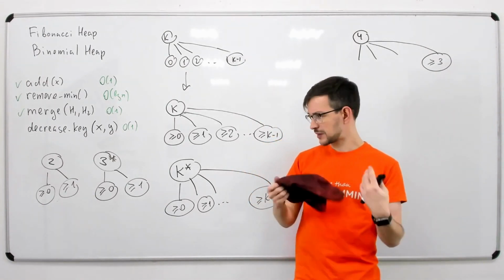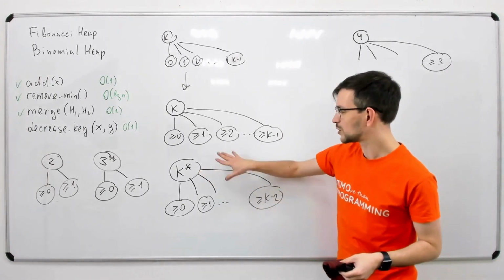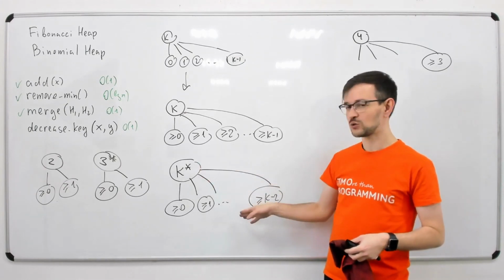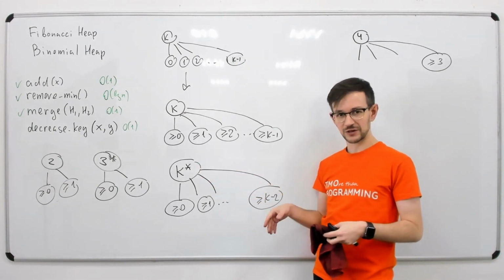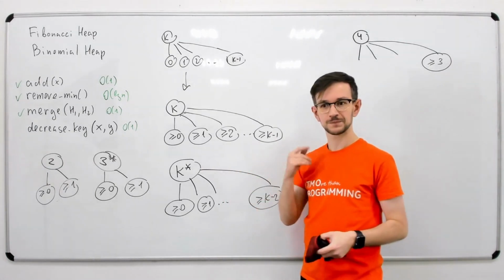No, we remove the entire subtree. Yes, this tree has lost one child with the whole subtree. So one subtree of this tree is absent.